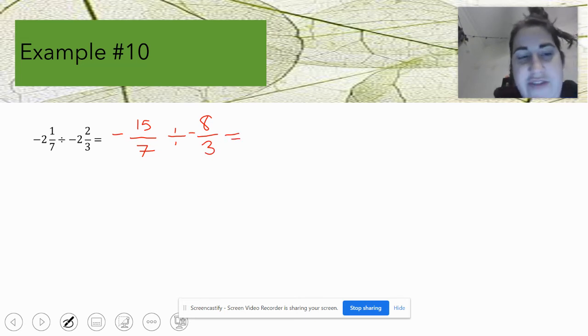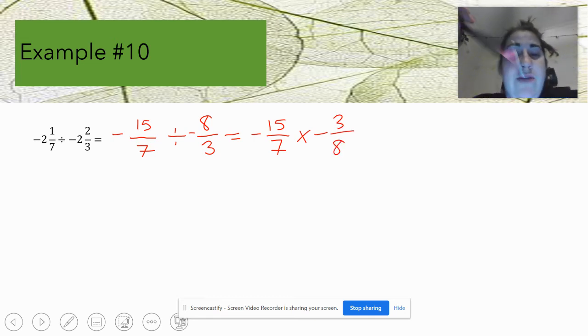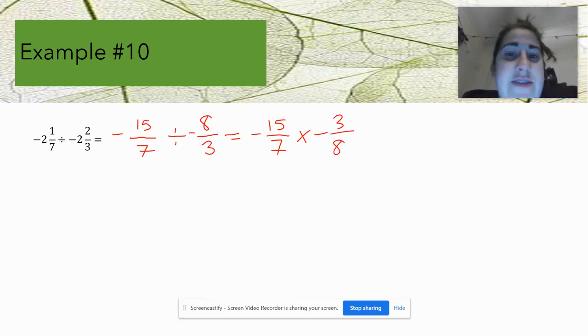Now I can keep, change, flip. So I'm going to keep the first one as negative 15 over 7, change it to a multiplication and flip it, so I have negative 3 over 8. So notice how the negative just stays in front. If you haven't dealt with the negatives yet, that's okay. A lot of people ask me, hey, when I flip it, where do I put the negative? You just put it in front. There's only one negative sign there, so you just keep it right in front of the fraction bar. The whole thing is negative, so you don't have to worry about moving the negative sign.